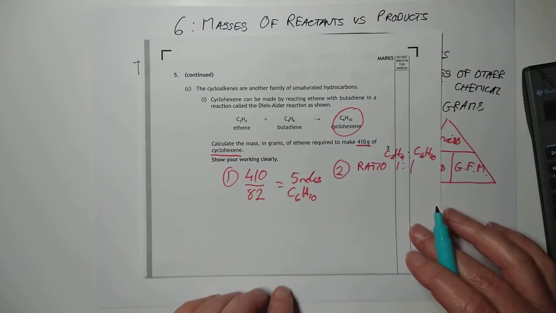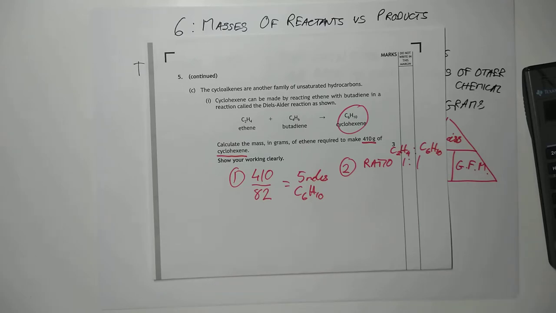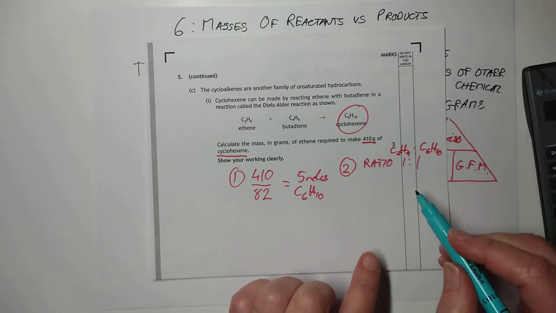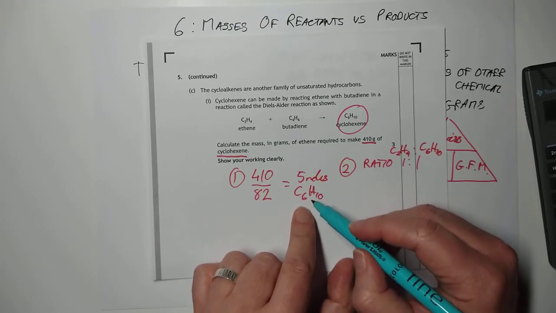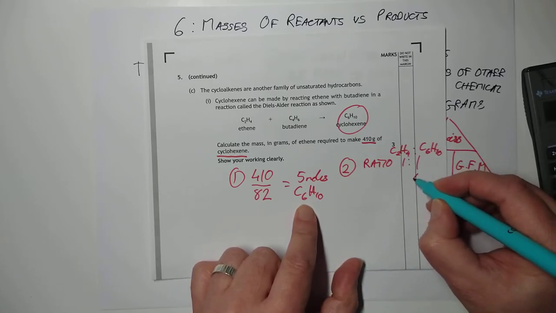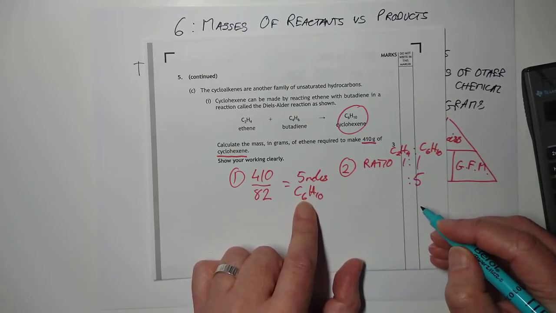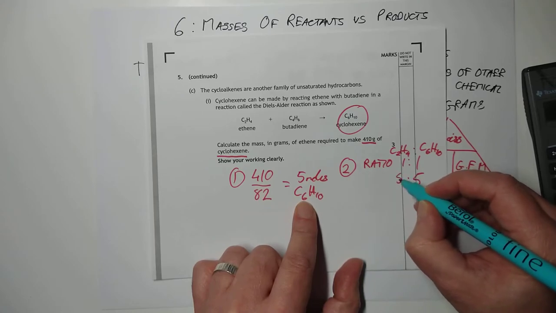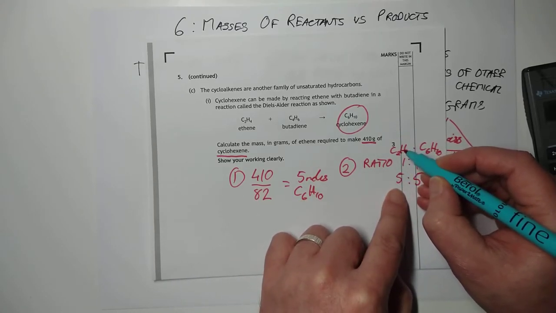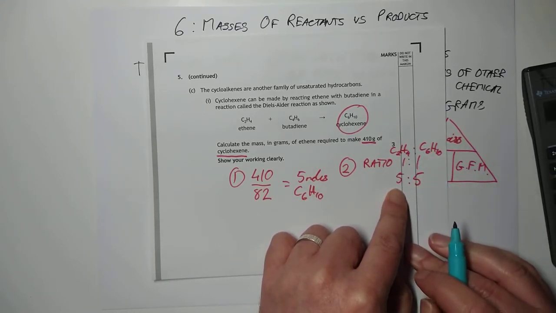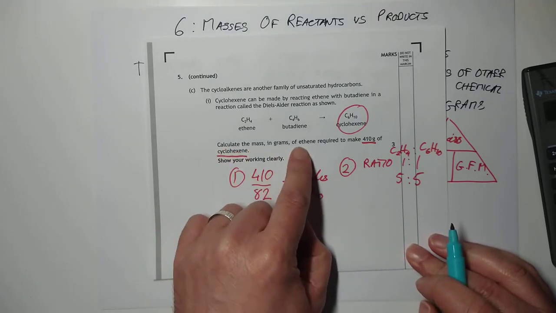I used to teach this method for donkey's years, but I tend to go with a quicker method now, if people are happy with that. Anyway, let's push on here. So 5 moles of C6H10, that's a 5 in there then, according to our sum here, which means, of course, you would have 5 moles of C2H4. That's the other chemical we're looking for, because you want the mass in grams of ethene.